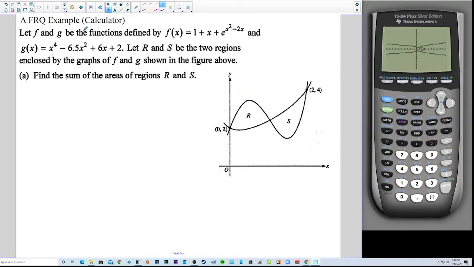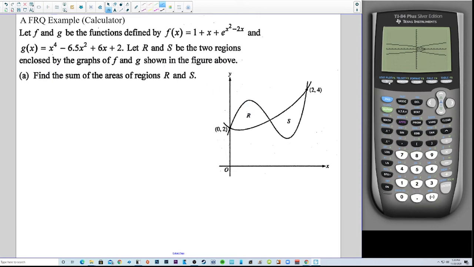Let f and g be the functions defined by. Now this is a calculator free response question that's been released. So we have a function f, and g of x is this one. Let R and S be the two regions enclosed by the graphs of f and g shown in the figure above, or down here. Find the sum of the areas of region R and S.